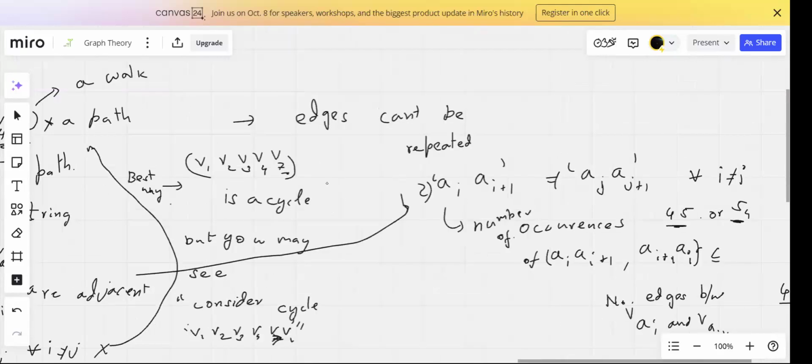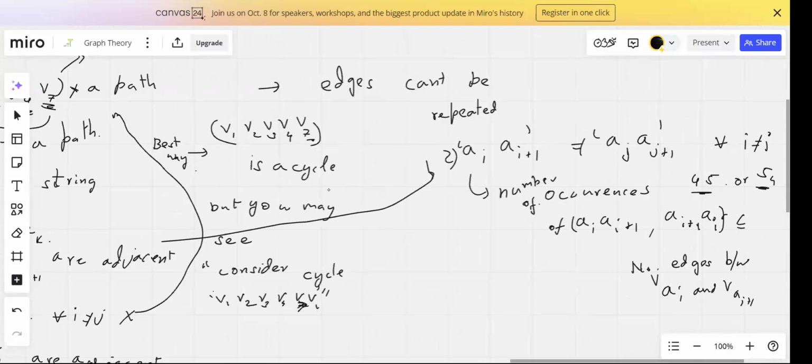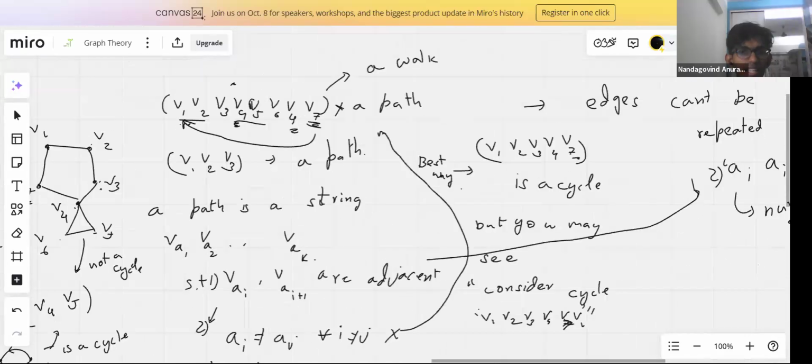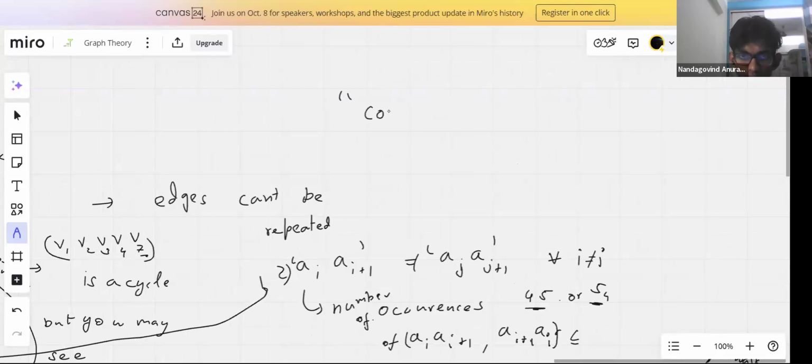I'm a little worried the questions are framed without these definitions. Yeah, that's fine. The question might be, consider a path p1 to pn or something like this, and perform the following.